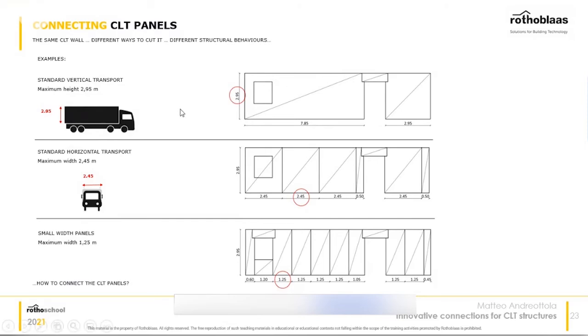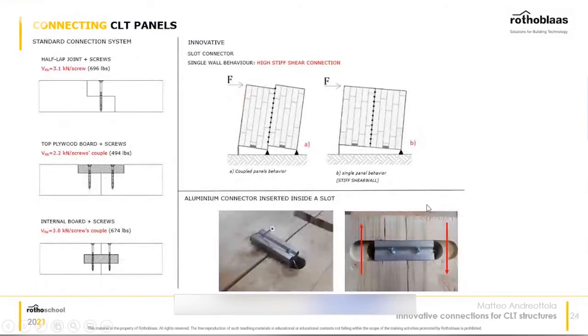Let's have a look at this other connection system. It's the slot connector, and let's introduce it with this small explanation. If you have a big shear wall, sometimes it's not possible to bring it to the construction site in one piece, because you'd have issues transporting it. So you have to cut it into smaller pieces. And if you have really small pieces, you'd have to use so many connectors to restitch all the panels together. So a simple solution would be using this slot connector.